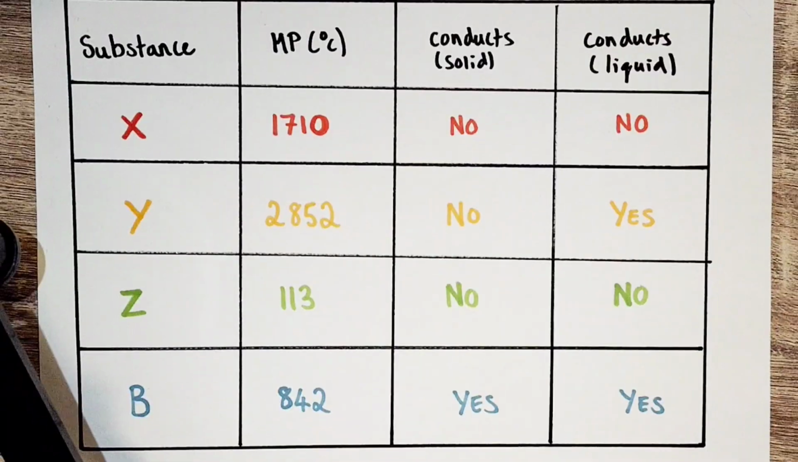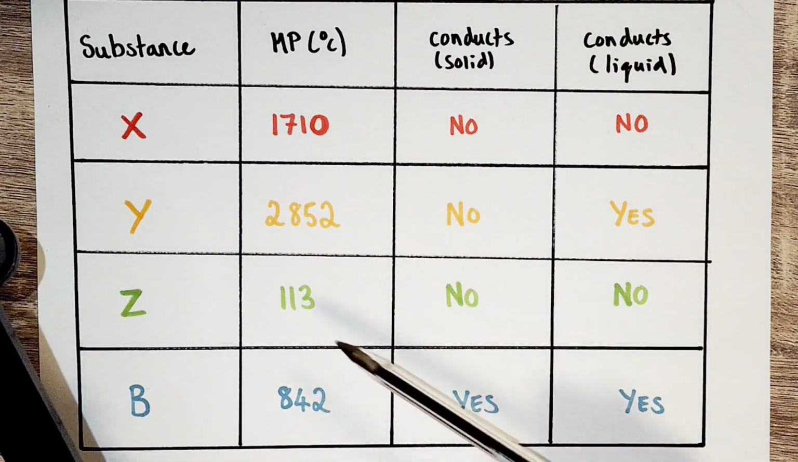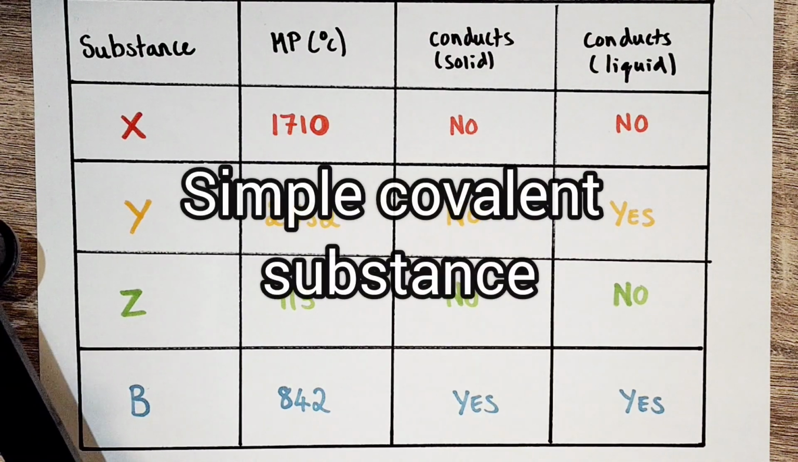Job done. The physical properties of substance Z are very different to X and Y. It has a relatively low melting point compared to X and Y. It doesn't conduct when it's a solid, and it doesn't conduct when it's a liquid. So what could this be? This is a great example of a simple molecular or simple covalent structure.